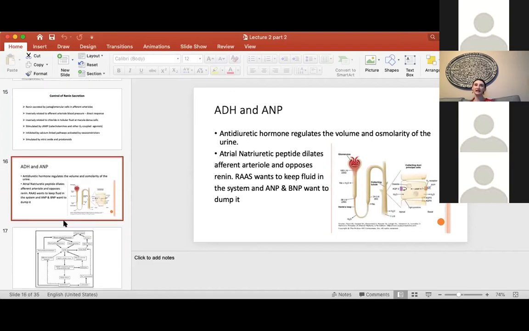Okay, ADH and ANP. So our antidiuretic hormone is going to regulate volume and osmolarity. And then ANP, also BNP, is where it's going to dilate the afferent arteriole, and it opposes renin. So RAS wants to keep fluid in, ANP and BNP want to dump fluid. And you'll see with patients with CHF, they're going to have really, really high BNPs because they're trying to dump that fluid. Their body's not being able to compensate.